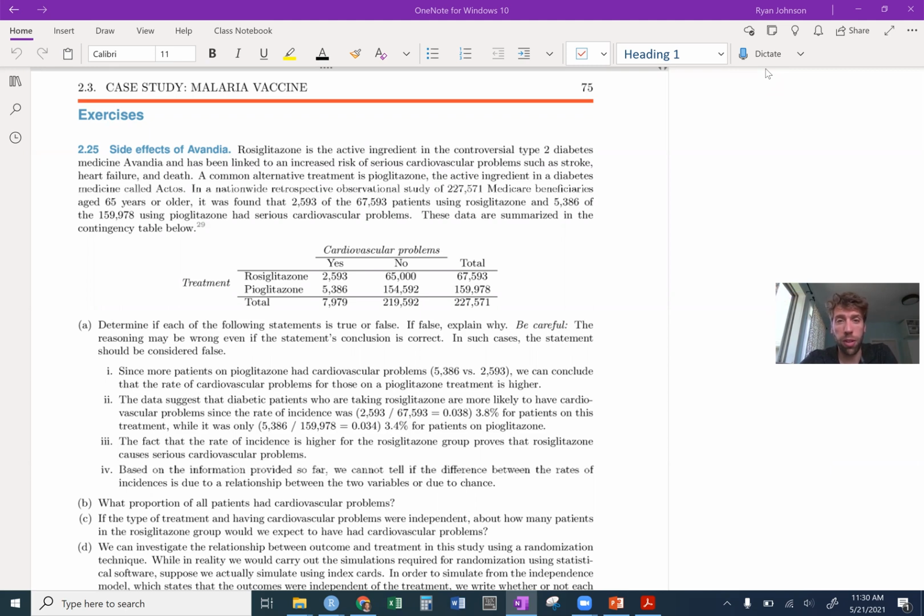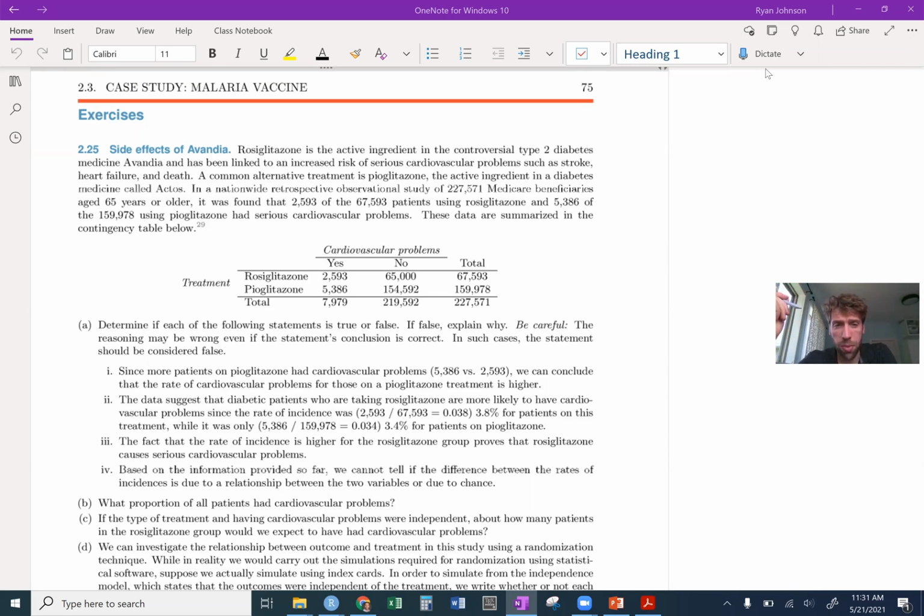A common alternative treatment is the P drug. The active ingredient is a diabetes medicine called Actos. In a nationwide retrospective observational study of 227,571 Medicare beneficiaries age 65 or older, it was found that 2,593 of them used the R drug and 5,386 used the P drug, and had serious cardiovascular problems. So it's summarized in the table: cardiovascular problems, and then the R drug and the P drug.